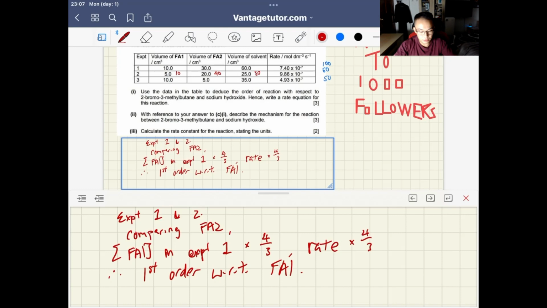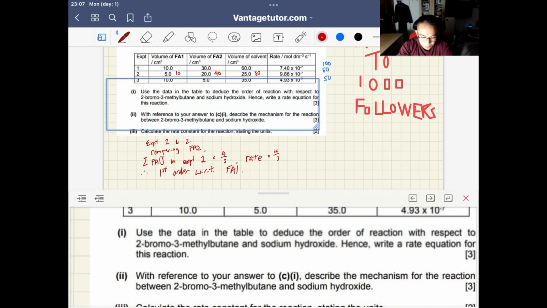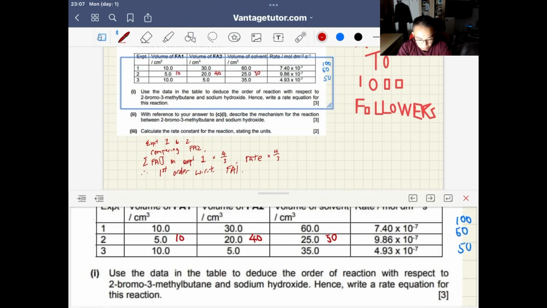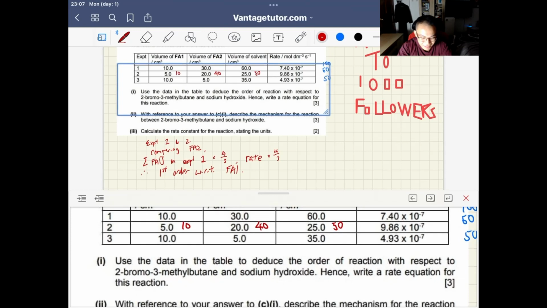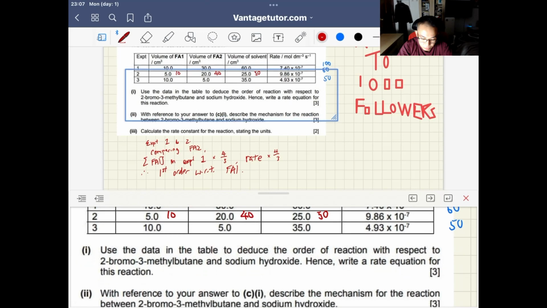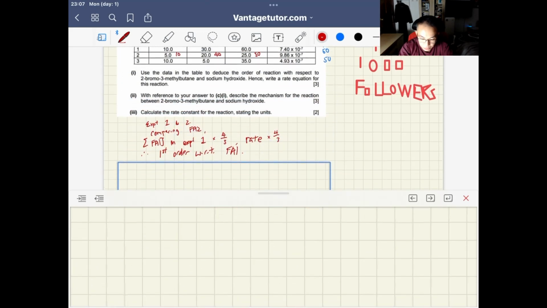Very simple, done. Now to find the order of reaction of the second solution, which is Fa2, this might seem like a problem, because right now I just did Fa2, now we're doing Fa1. If you look at Fa1, more or less almost the same. So now let's compare experiment 2 and 3, using the total 50 cm cubed. So experiment 2 and 3.